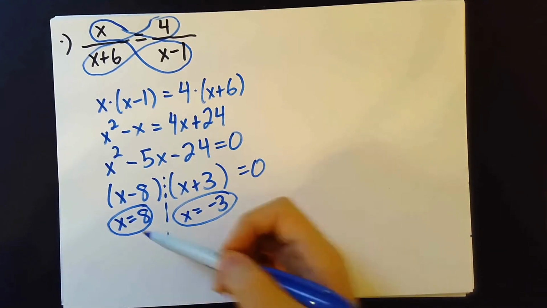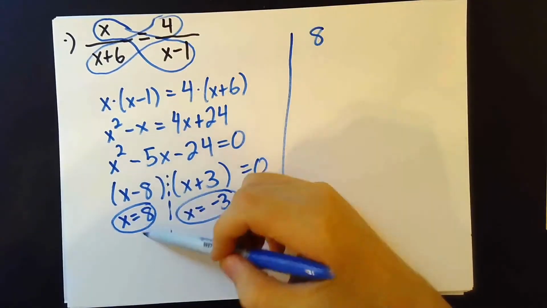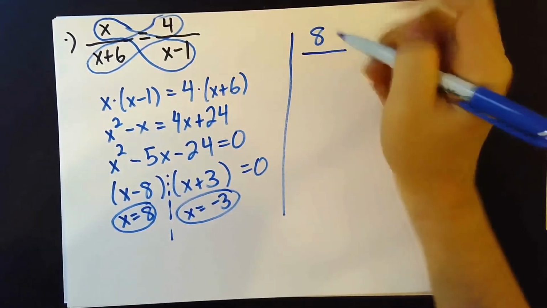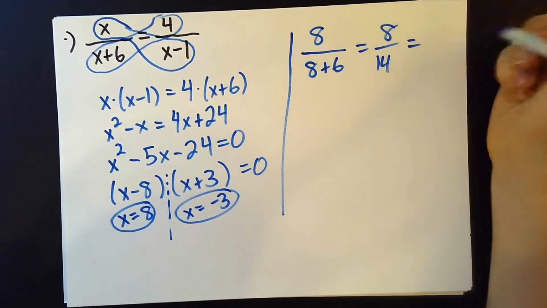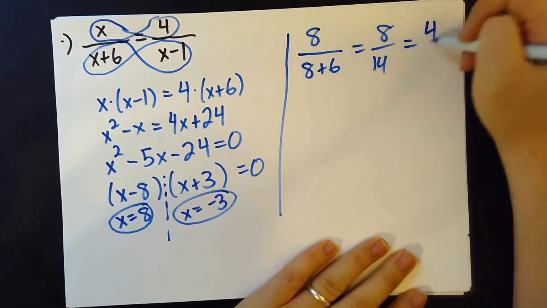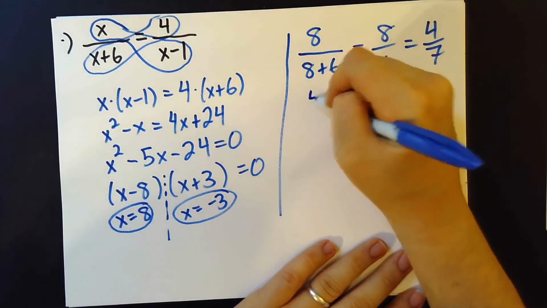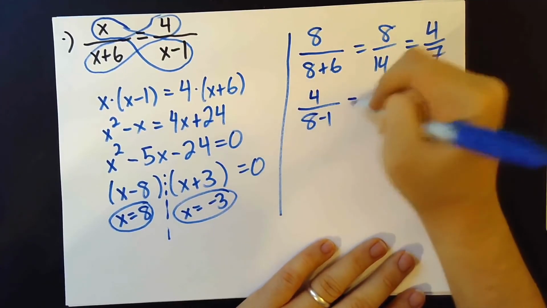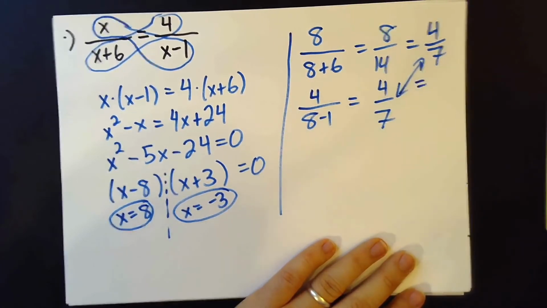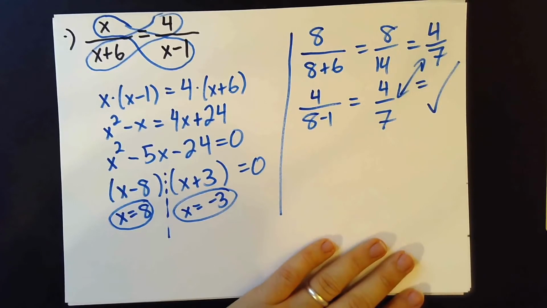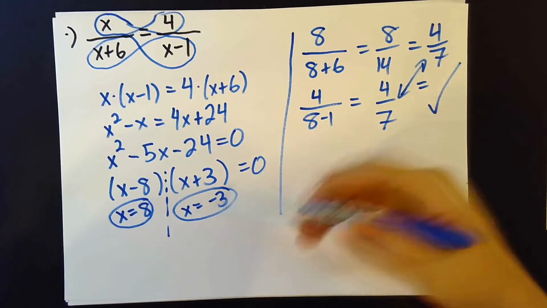If you want to check one of these answers again, all you have to do is plug that in. So if I plug in 8, I would get on the left-hand side 8 divided by 8 plus 6, which is 8 over 14, which is 4 over 7. Whereas on the right-hand side, I would get 4 divided by 8 minus 1, which is 4 over 7. These two things are the same, and so 8 really is a solution. I'll leave it to you to check that minus 3 is also really a solution.